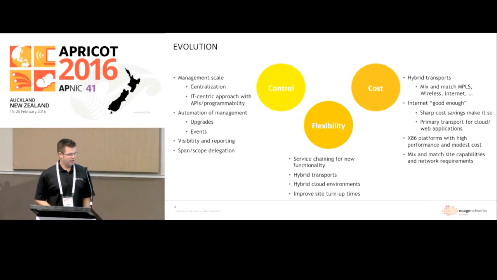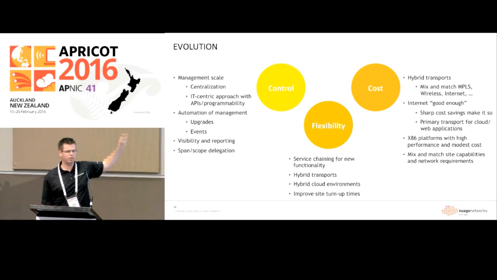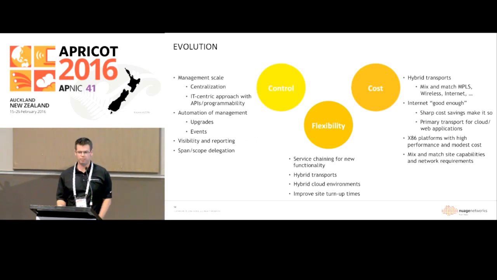So this evolution is being driven by control and flexibility and cost. And I touched a bit on this already, but hybrid transport is really interesting for a lot of big enterprises. So this is mixing and matching MPLS and other dedicated underlay services with typically the internet. And that's come about because the internet has become good enough. New Zealand is an excellent example of that, with UFB widely available. If I have very high-speed broadband that's reliable and just pretty much available anywhere I want to go, then the internet becomes a very good transport layer. But more and more this is happening worldwide.